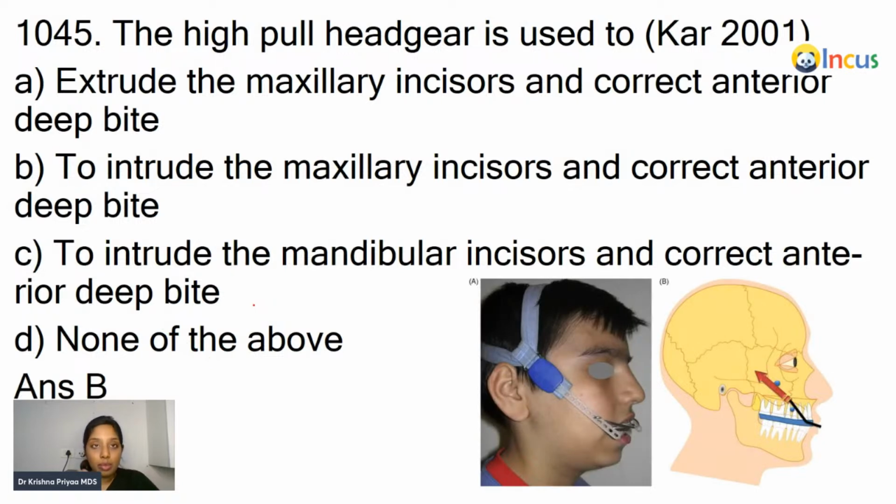It will be B. Why? Because of the direction. As we said, high pull headgear is something like this. Since the outer bow is very close to the center of resistance, and since it's a high pull, the center of resistance may be somewhere around here. So the force directed is above it. So what happens? Intrusion takes place. It goes up. There will be a rotation wherein an intrusion takes place. So here the answer would be to intrude the maxillary incisors and correct the anterior deep bite.